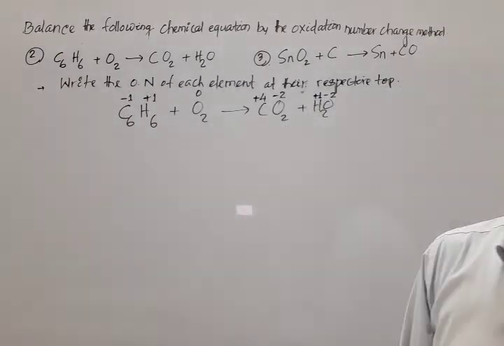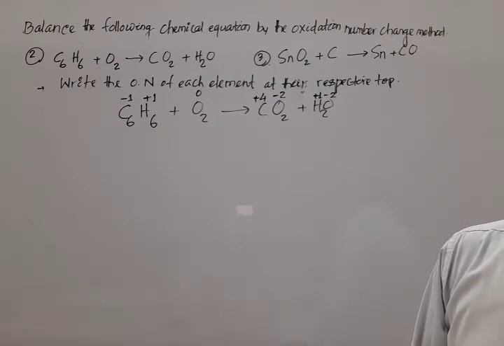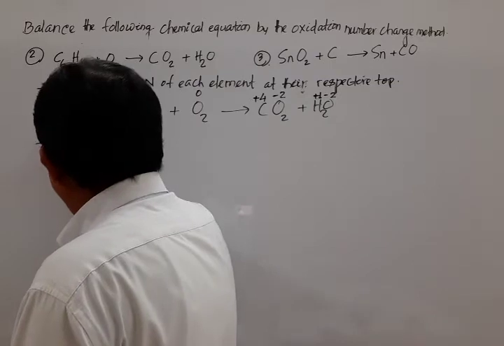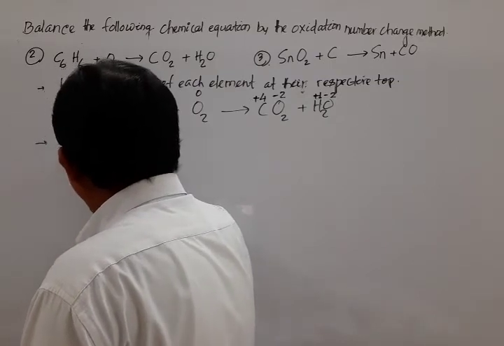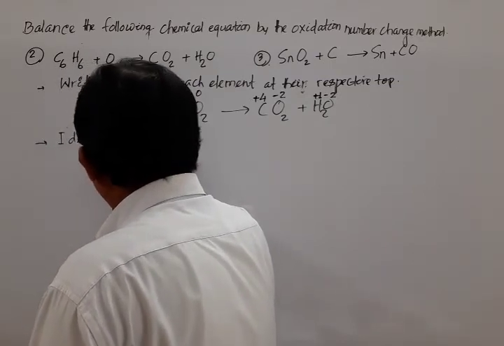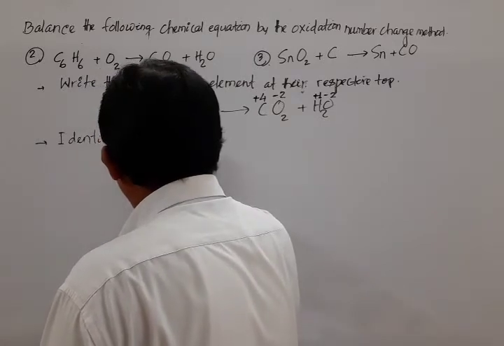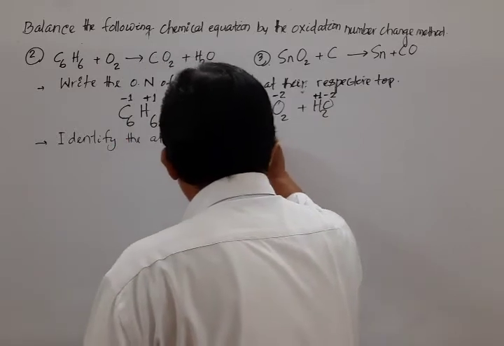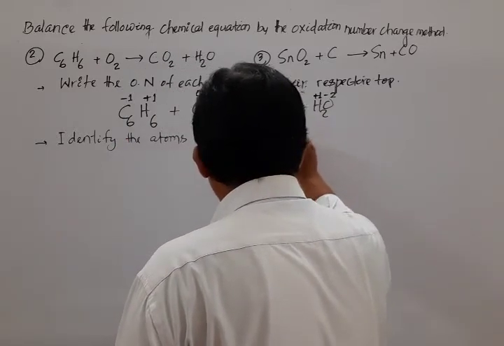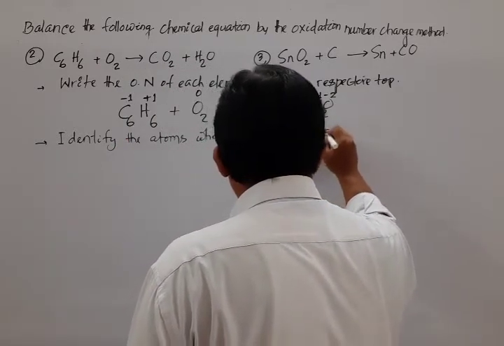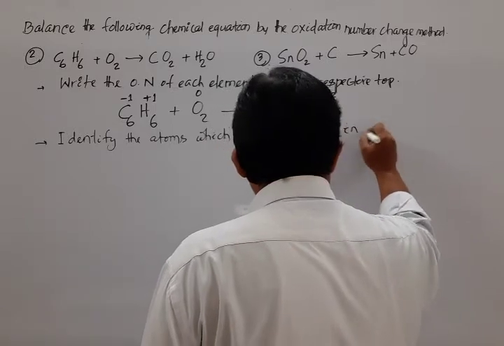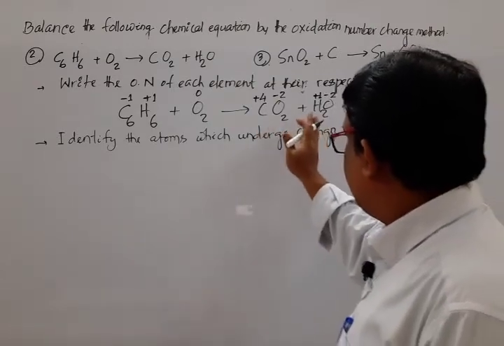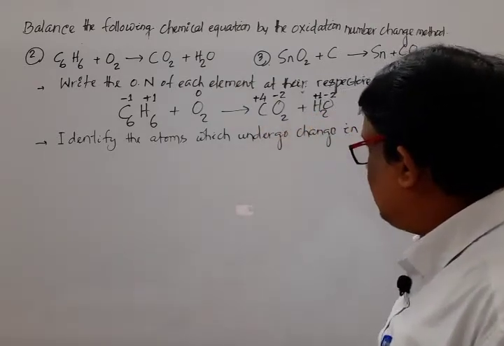Then point 2, what is point 2? Identify the atoms which undergo change in oxidation number. So mark that here: hydrogen and oxygen remain the same.